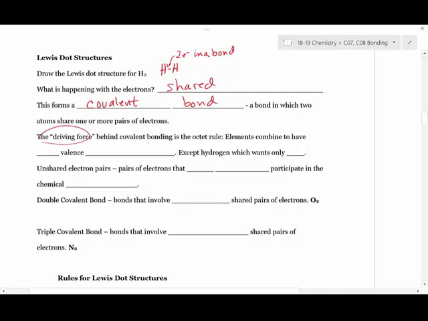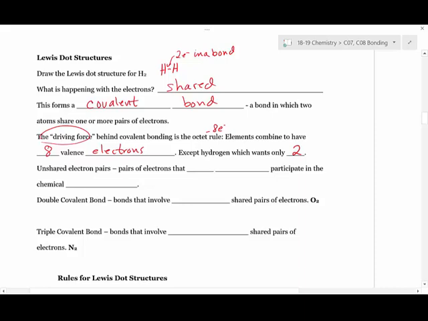And the driving force behind covalent bonding is what is known as the octet rule. Octet represents 8, and in our case it is 8 electrons. Elements combine to have their 8 valence electrons, and that is a stable position for them to be. What is stable for hydrogen, however, is only 2 electrons.